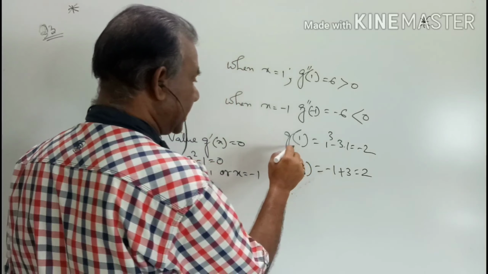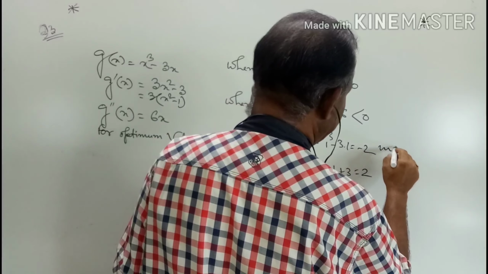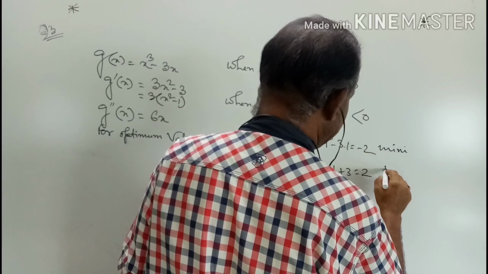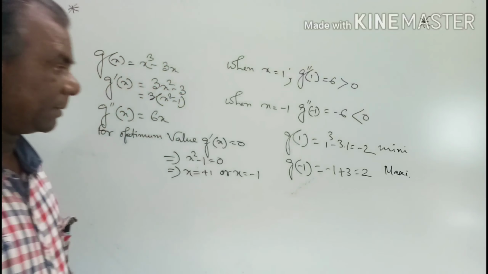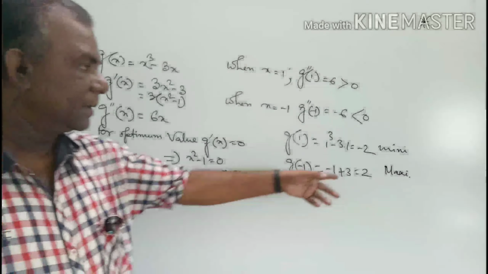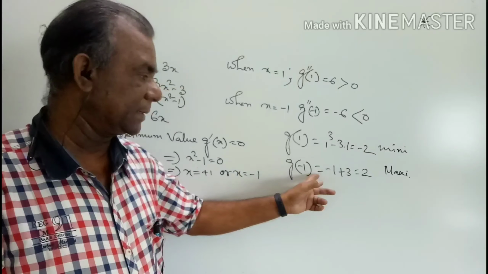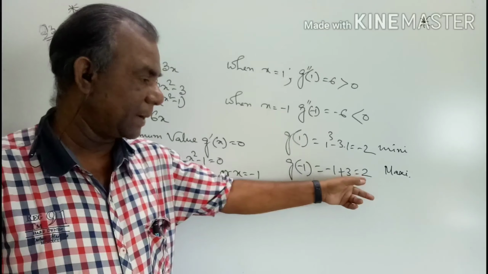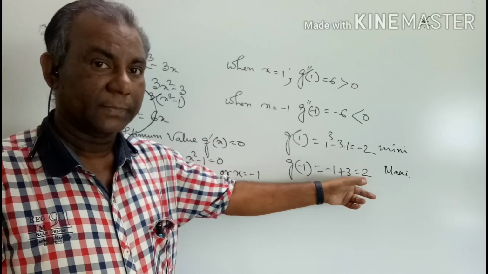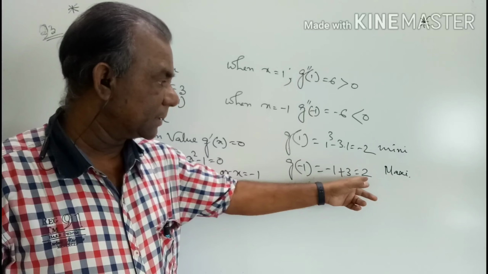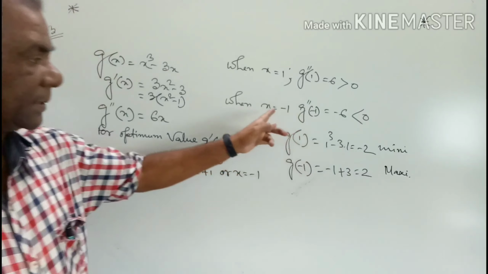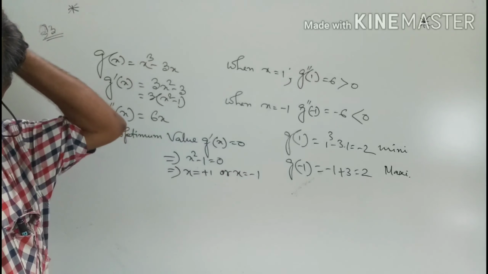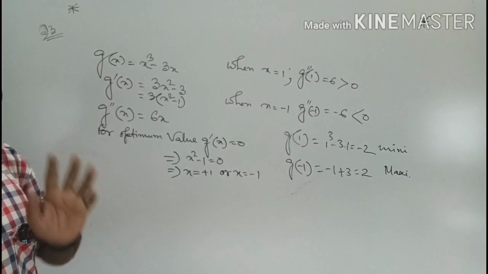So what is the minimum value? It is the minimum value and it is the maximum value. What is the minimum value of the given function? Minus 2. And what is the maximum value of the given function? Plus 2. Minimum value is minus 2, maximum value is plus 2. It is local minimum and local maximum value.